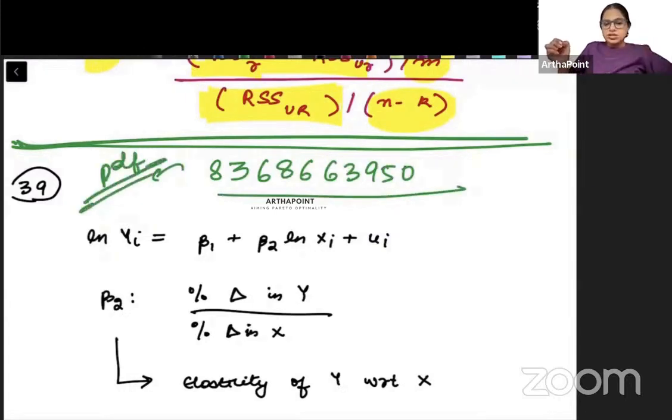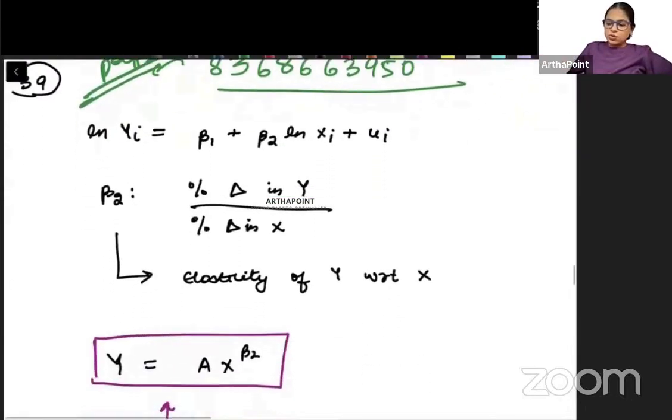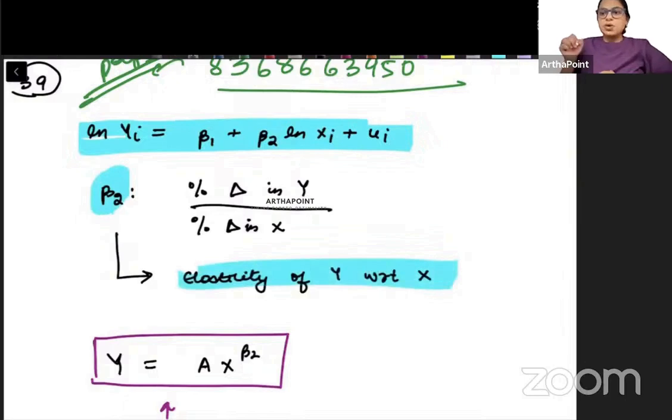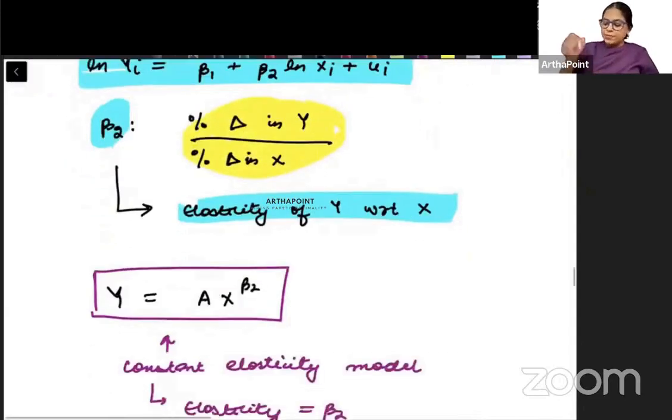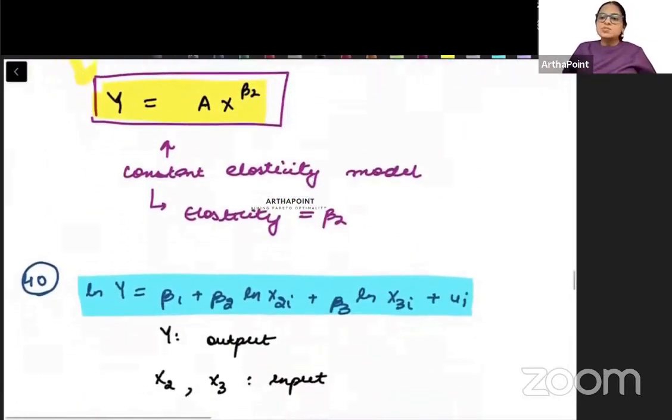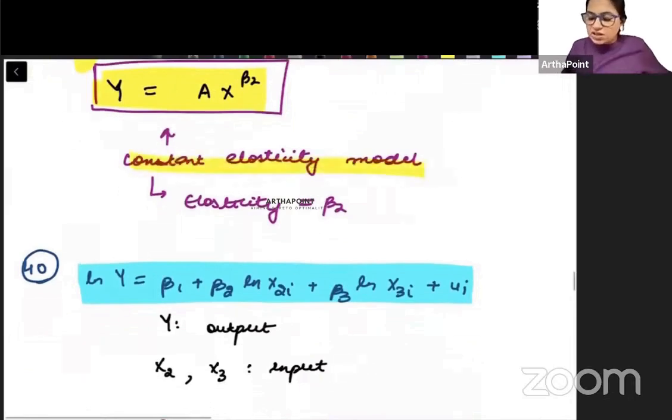Okay beta, ठीक है। Now let's talk about the next model. So now I want to go ahead and talk about the log-log model. So if it is a log-log model, your beta 2 represents the elasticity of y with respect to x. So beta 2 can be written as how percentage change in y due to percentage change in x. And इसी का form ये model भी है, y is equal to a x to the power beta 2, and this model is also called a constant elasticity model.